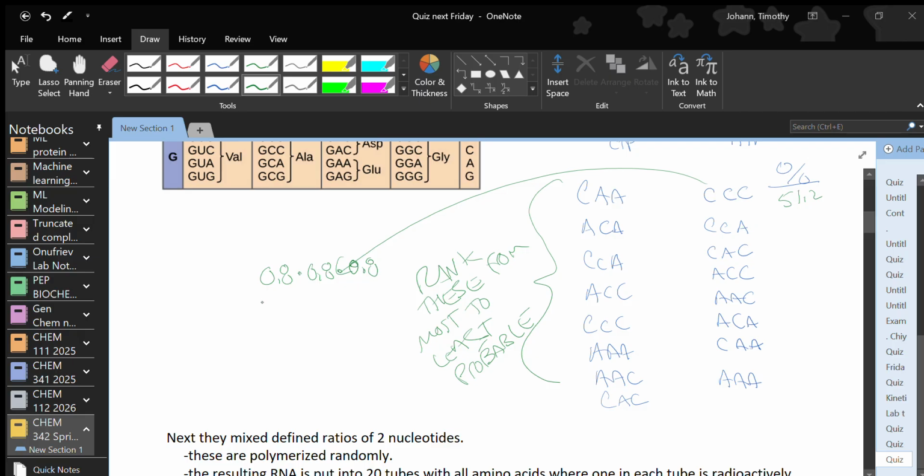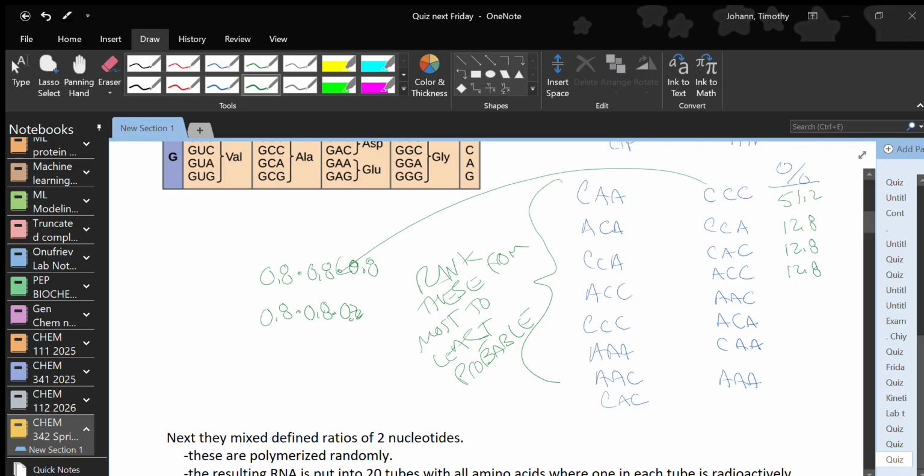Okay. How about CCA? How would we do that? Yes, exactly. 0.8 times 0.8 times 0.2. Does that make sense to everybody? Okay. So 0.8 times 0.8 times 0.2, I get 12.8%. How about the next one? Yeah, 12.8% because it's two C's again. Is everybody okay with that?